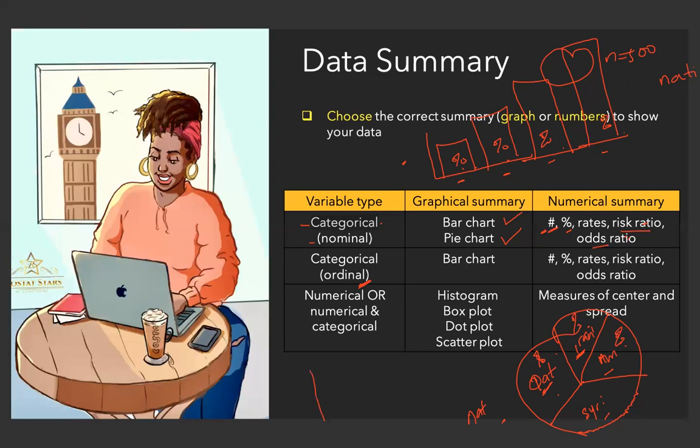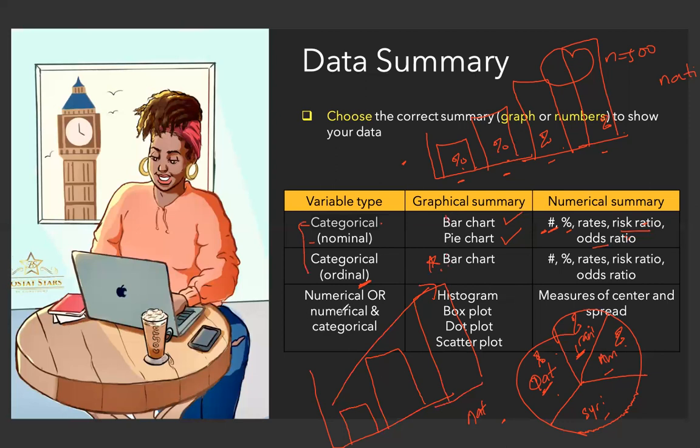Well, it's really going to make more sense if you have a bar chart, because when you show the bar chart, it's easy for us to see the trend, what is happening, right? And see this order that it has. So for categorical ordinal, we would go for a bar chart more than the pie. So this is for if you have categorical variables, right? These are the different graphical summaries that we can choose.